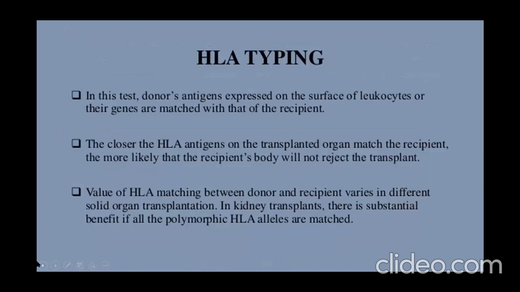HLA typing is a little bit of a recap. In this test, donor antigens expressed on the surface of leukocytes, or their genes, are matched with those of the recipient. The HLAs, the MHCs present in the donor should match the recipient, and only then is transplantation successful. The closer the HLA antigens, the less the organ is rejected and you can go ahead with that. Then they will look into how the matching will happen.